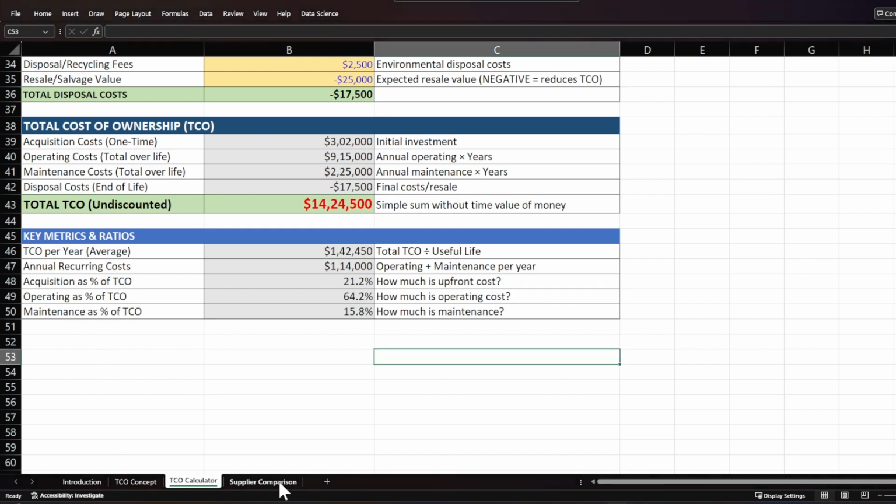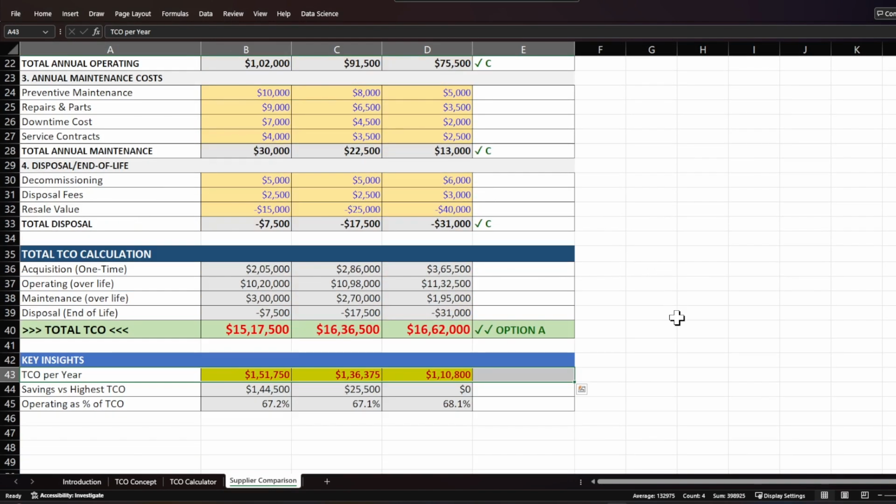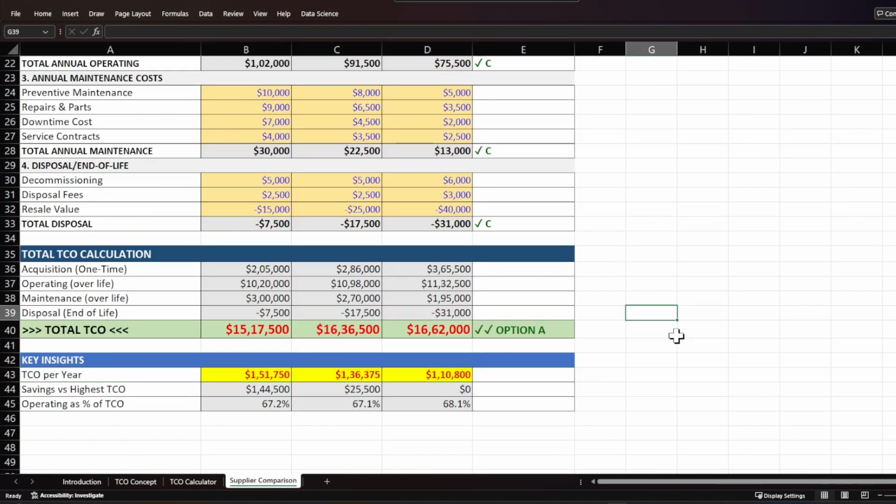Not only this, we are going to compare multiple suppliers over TCO, and we are going to discuss which number you should be vigilant of: either the total cost of ownership or the total cost of ownership per year. This is a very important concept. Please watch the video till the end. You will get clarity on it. So let's start the video.